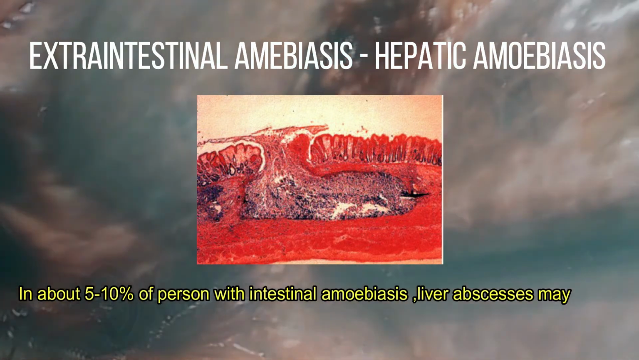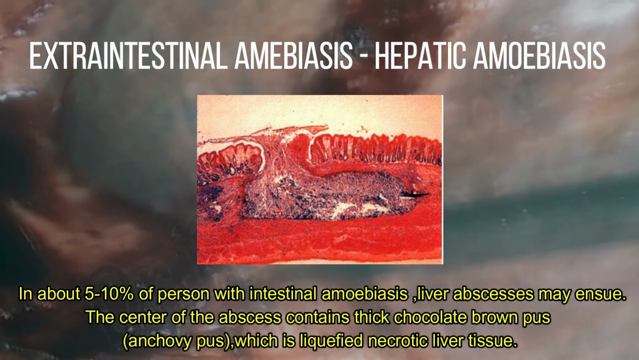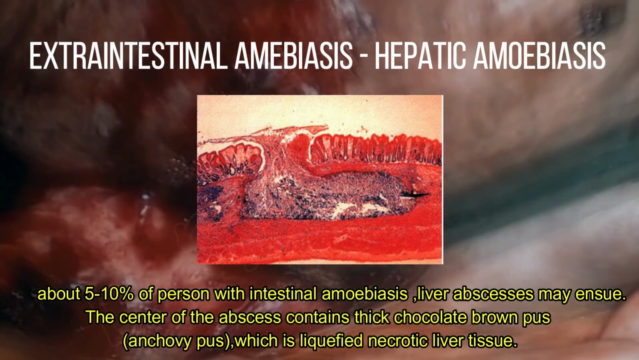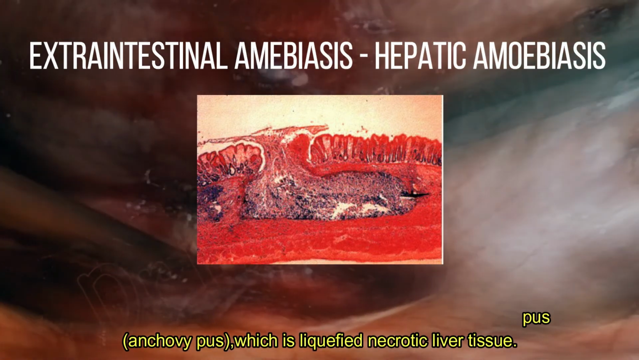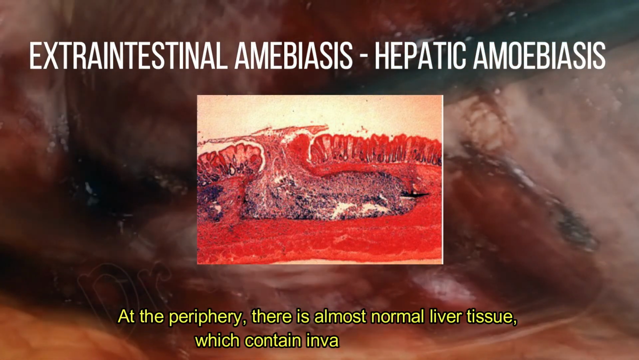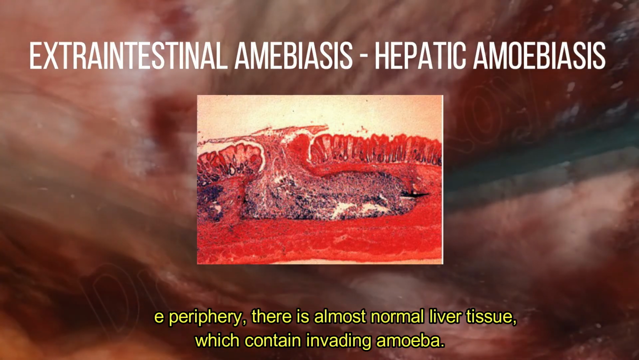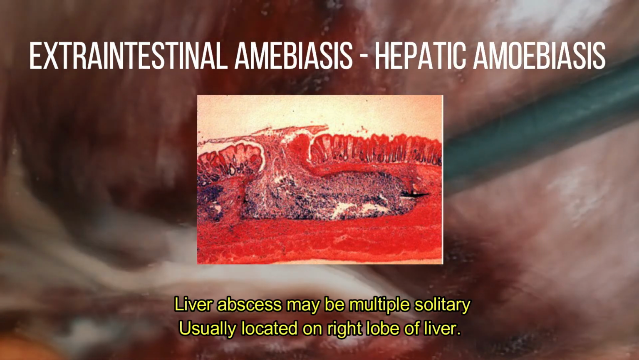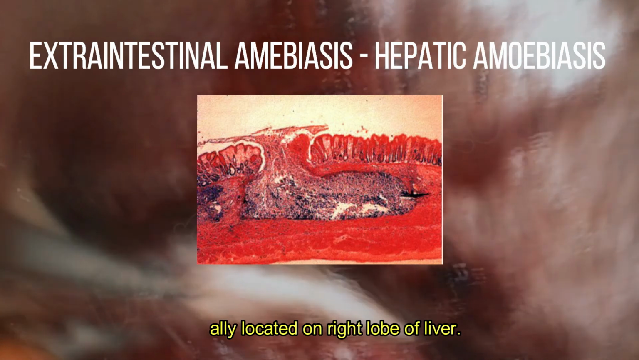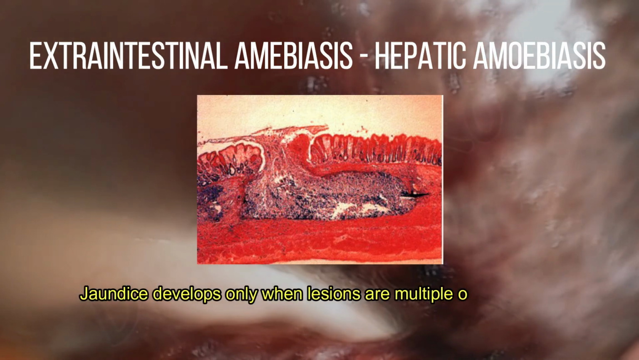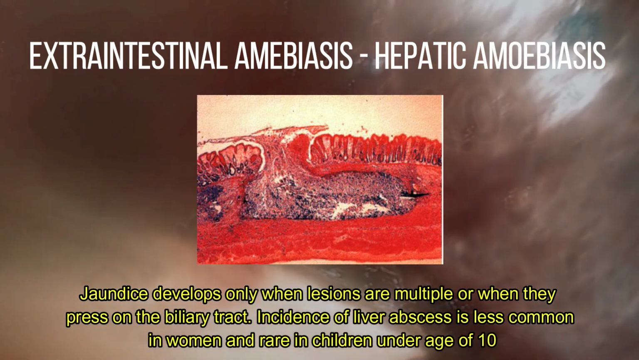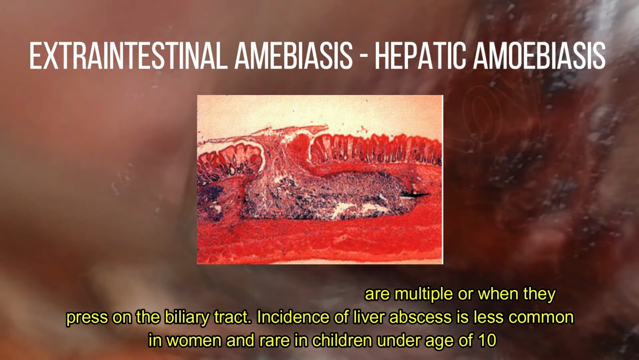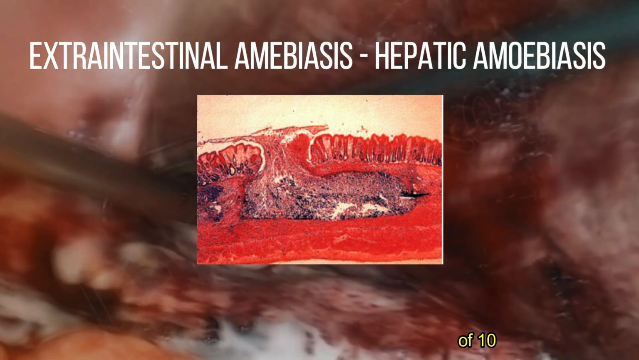In about 5 to 10% of persons with intestinal amoebiasis, liver abscesses may ensue. The center of the abscess contains thick chocolate brown pus, which is liquefied necrotic liver tissue. At the periphery, there is almost normal liver tissue, which contains invading amoebae. Liver abscess may be multiple or solitary. It is usually located in the right lobe of the liver. Jaundice develops only when lesions are multiple or when they press on the biliary tract. The incidence of liver abscess is less common in women and rare in children under the age of 10.